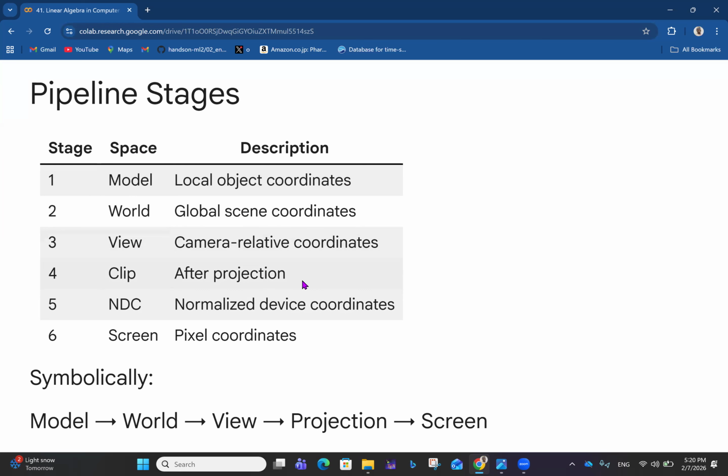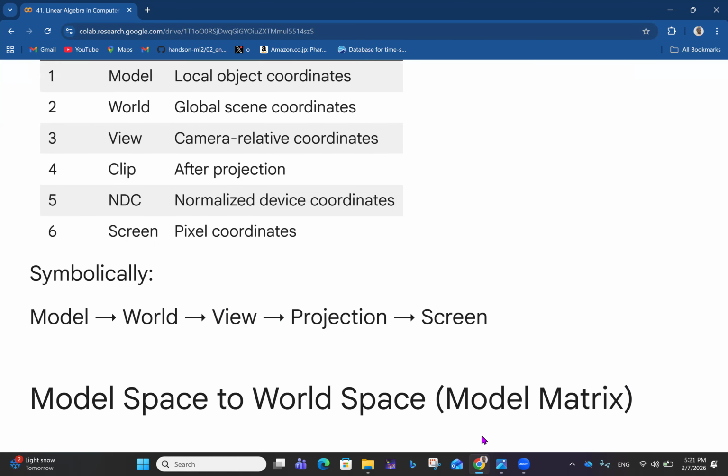In projection, like we saw with Gram-Schmidt orthogonalization, it's more like you're stretching out vectors to become perpendicular. That's what happens when you do the Gram-Schmidt process, for instance. At the NDC level, you have normalized device coordinates. And finally, you see the screen space, where you have the pixel coordinates as you see things on the computer screen. Symbolically, from model space you move to world space, then view space, then projection, and then screen space.